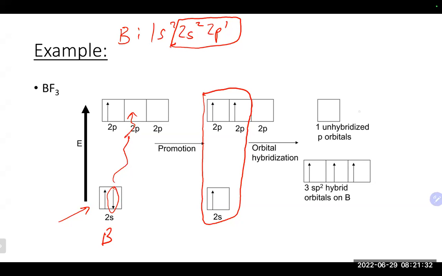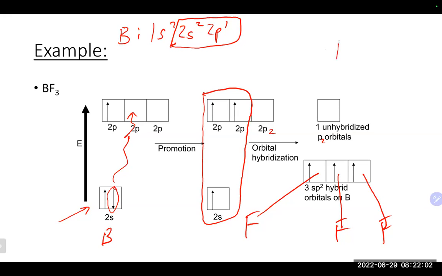And we would have 1 unhybridized p orbital, which in this case would be the pz orbital, unhybridized in this particular case. Each of these has 1 electron in its hybrid orbital, which means they could go bond with the fluorine in each case and share an electron there, and make the 3 bonds that we see in something like BF3 in this particular case.